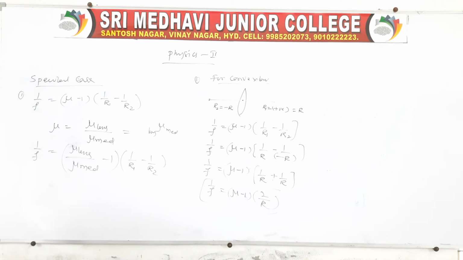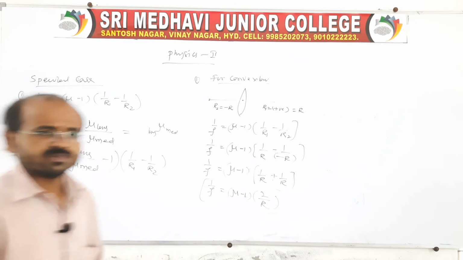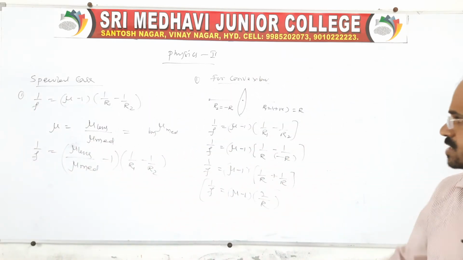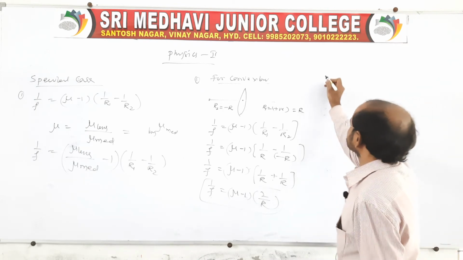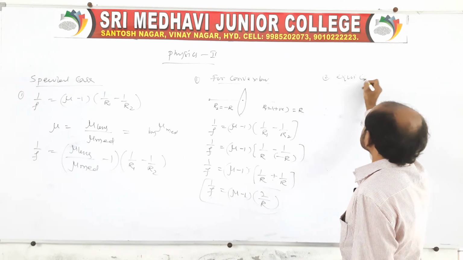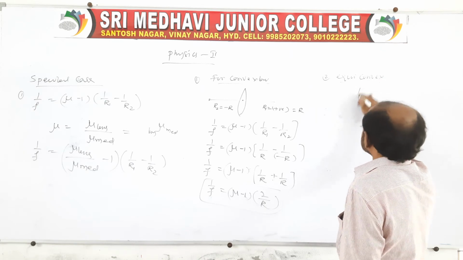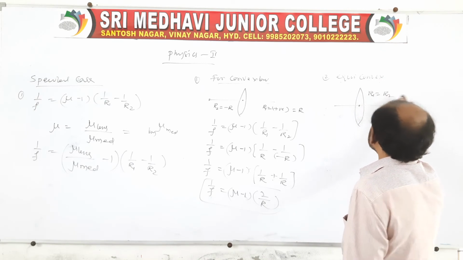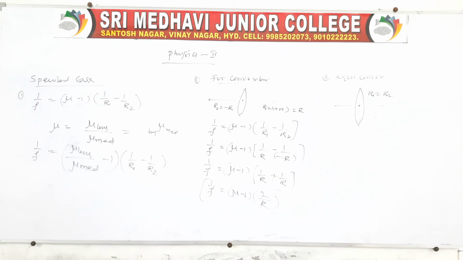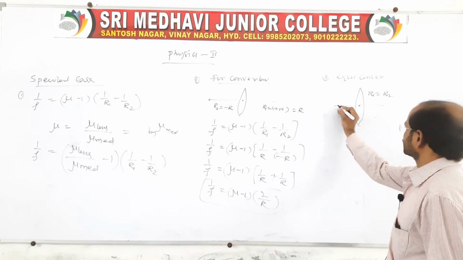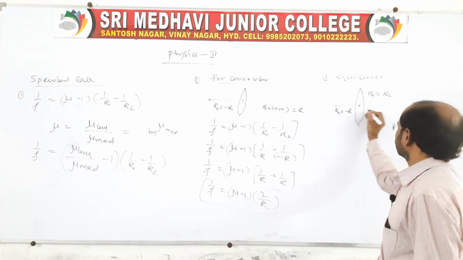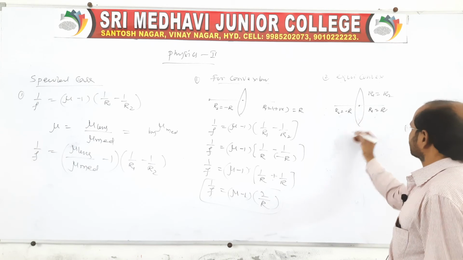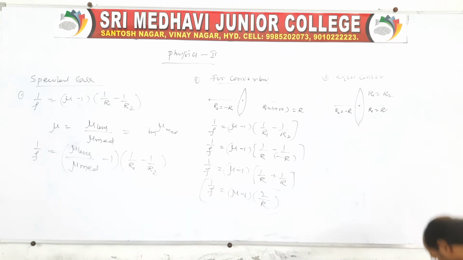So here we are writing about the radius of curvature. So the radius of curvature for a convex lens is given like this. Suppose the second case is equiconvex. You take an equiconvex lens. So for equiconvex, what will happen here? The radii of curvature are equal. So R1 is equal to R and R2 is equal to minus R, because one is positive and the other one is negative.